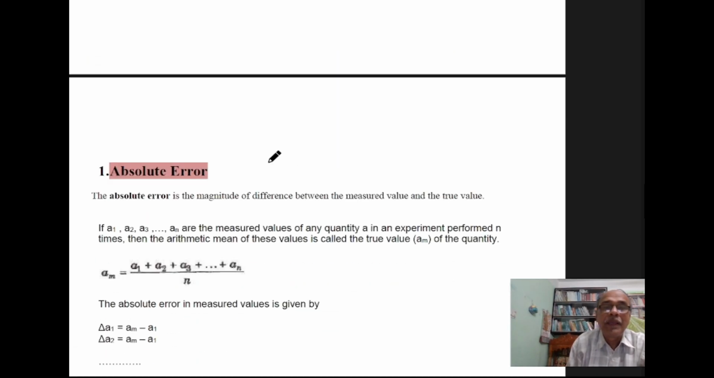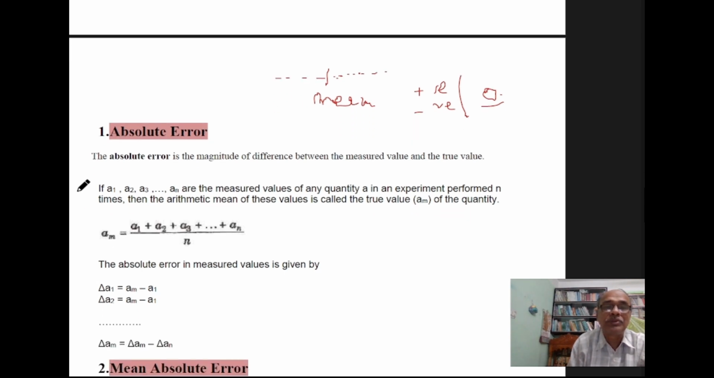Absolute error. One thing I am explaining: suppose this is the mean value, and obviously there are some values on the right side, higher than the mean value, and some on the left side, lower than the mean value. If you take the difference, some data will be positive and some data will be negative. If you take the sum, it will be 0. So the sum of errors equals 0, but error is never 0. Then you have to take the absolute value.